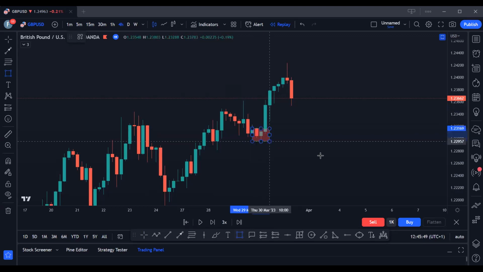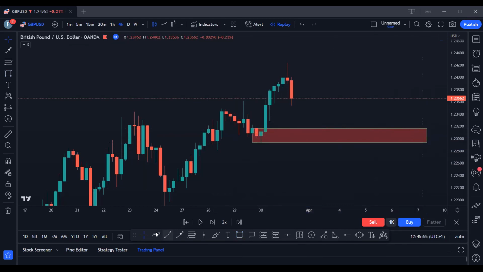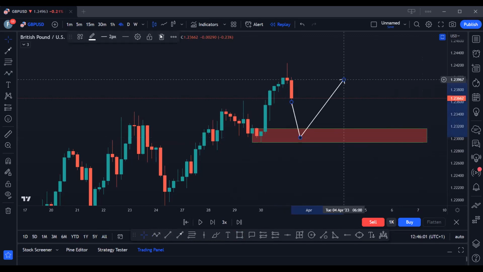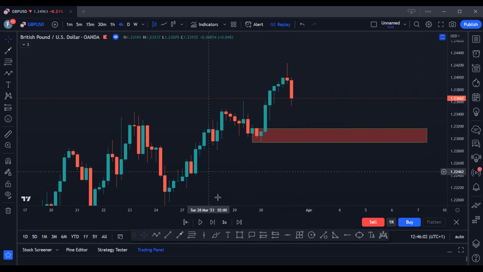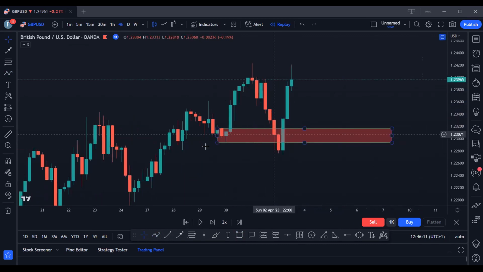This is a support zone. So you're waiting for price to retrace into the zone and then look for an opportunity to buy. Let's see, can we see action in this zone? Let's play that forward. Good. So price broke into the zone.